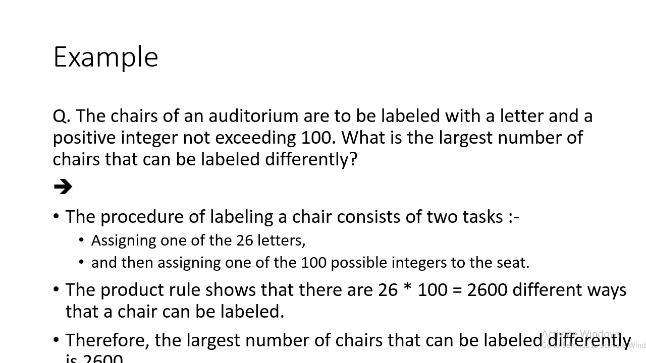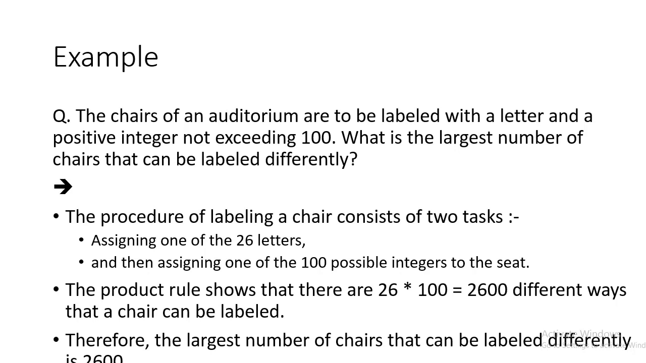Okay, let's see here again the question. The chairs of an auditorium are to be labeled with a letter, means letters are used to label the chairs. Also, a positive integer not exceeding 100, means the chairs are labeled by using a letter and a number. And the question is, what is the largest number of chairs that can be labeled differently? We have to find out the largest number of chairs that can be labeled differently.